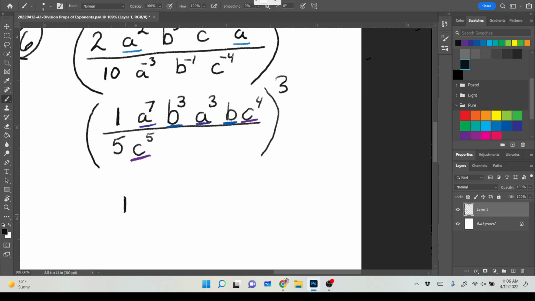So this is multiplication because they're all right next to each other on the top. So A to the 7th times A cubed ends up being what? A to the 10th. And then B cubed times B is B to the 4th. C to the 4th power. And then we've got division, so we're going to subtract the exponents. So 4 minus 5 is what? Negative 1.